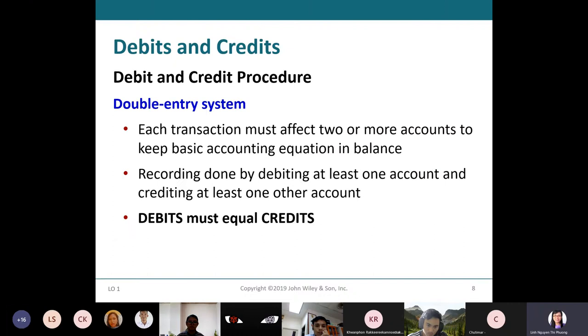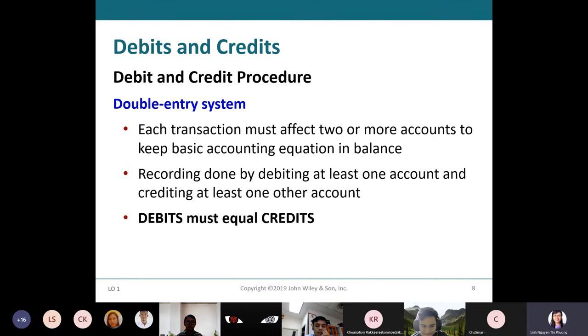Any question? Okay, let's look at the double entry system. You remember the father of accounting? What is his name again? Luca. Luca Pacioli. Okay, so he developed the double entry system in his famous book.